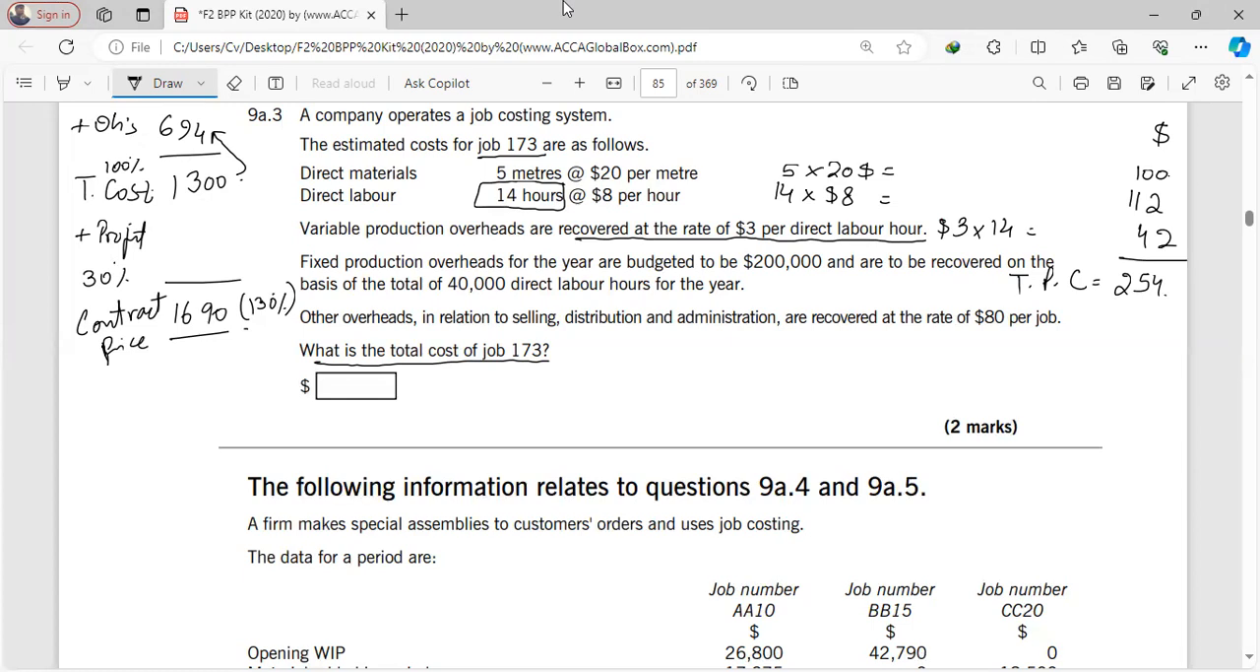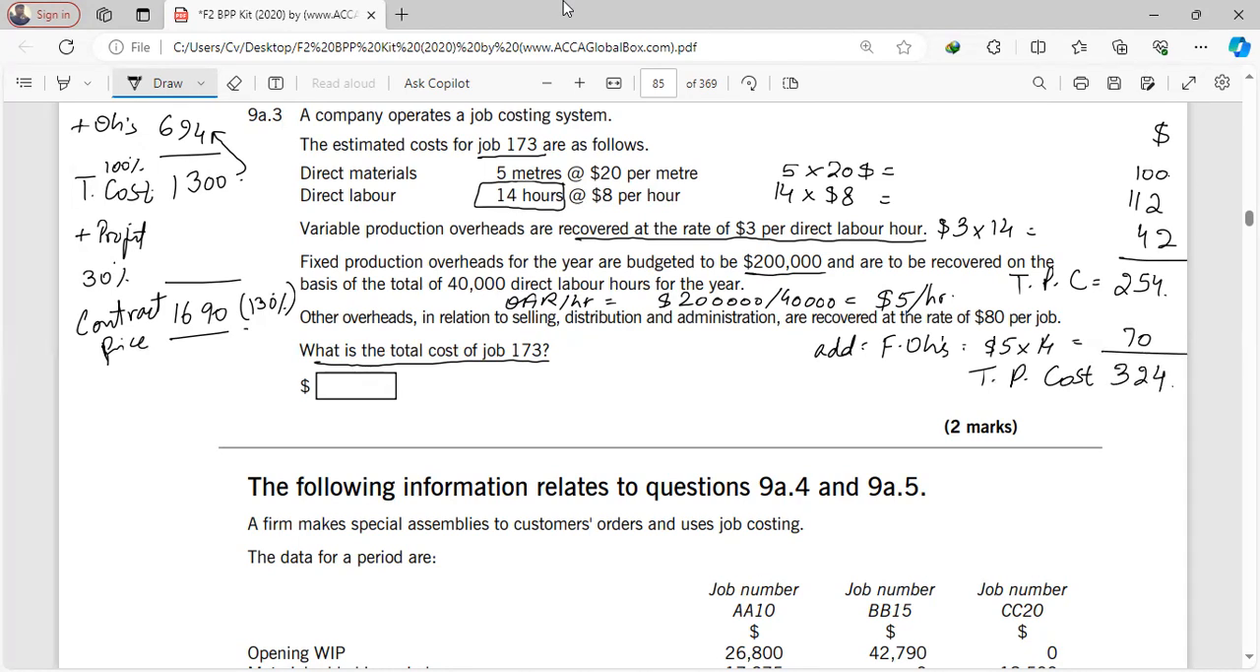Then fixed overheads for the year are budgeted to be $200,000 and are to be recovered on the basis of a total of 40,000 direct labor hours for the year. So first of all, we will calculate OAR per hour, which is equal to $200,000 divided by 40,000, equal to $5 per hour. So add fixed overheads: 5 into 14 hours, because hours will remain unchanged. So add 70. So now we have total production cost. It is 324.